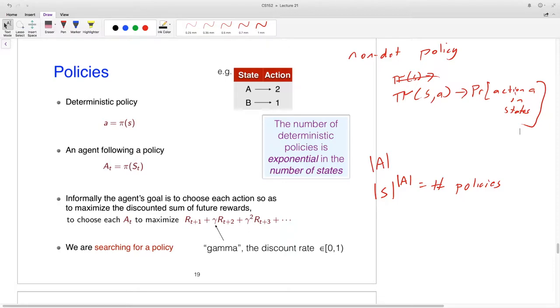Could you go over why it's S to the A again? The number of policies. Let's look.